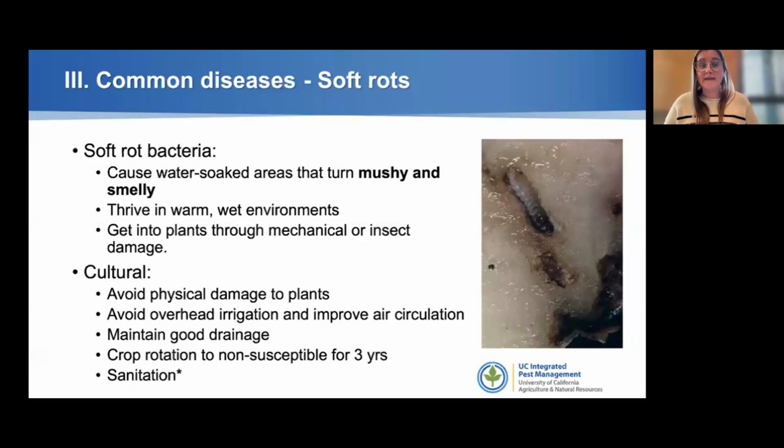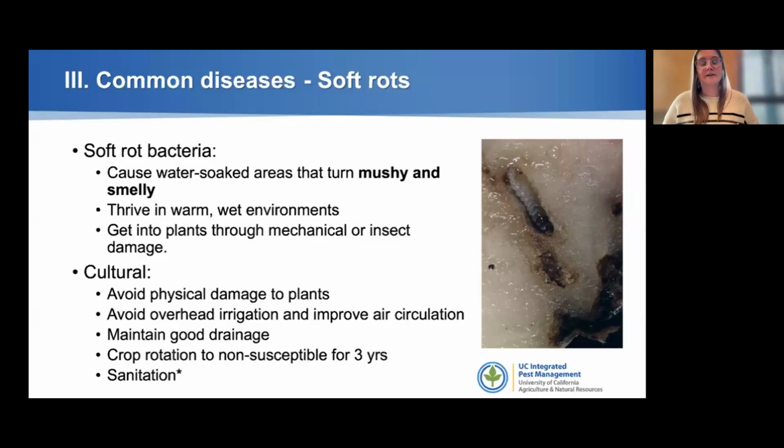They thrive in warm and wet environments, and they generally get into the plant through either mechanical or insect damage. So one of the important control measures for this is minimizing the amount of damage that you may cause to the tubers or plants themselves. And sometimes this is through controlling those insect pests that might cause issues. On the right, that's a tuber worm, and a tuber worm is a great example of a pest that is going to open up the door for bacteria to get in and ruin that entire potato.